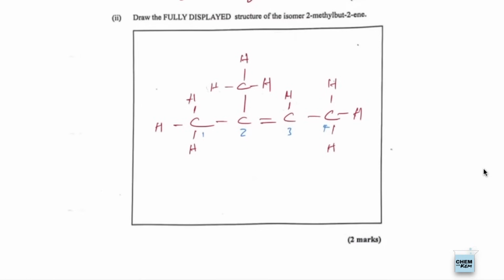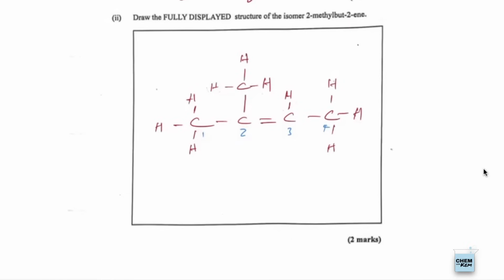They want us to draw the fully displayed structure of the isomer, 2-methyl but-2-ene. So but-2-ene is the longest chain. But is 4, and the 2 there is telling us that the carbon-carbon double bond is on carbon 2. So whichever side we count from, will it be at 2? Well, if we count from the left side, then we get it at 2 for sure. Yes, so this is 1, 2.